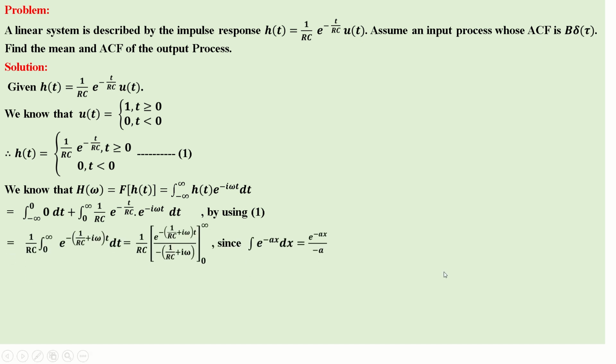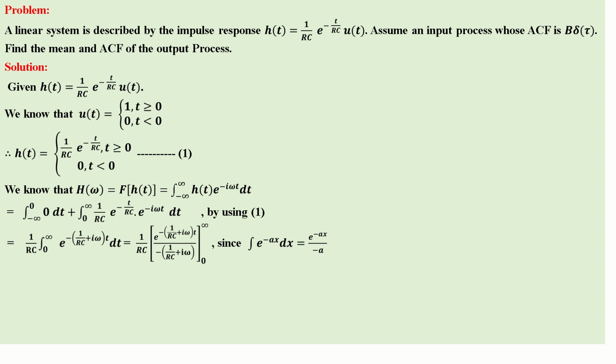That is equal to the integral from 0 to infinity. 1/RC is a constant, so taking 1/RC outside the integral, you get (1/RC) times the integral from 0 to infinity of e^(-(1/RC + iω)t), where t is a common term taken outside, dt. Using the formula, the integral of e^(-at) is e^(-at)/(-a). Instead of a, we have 1/RC + iω.